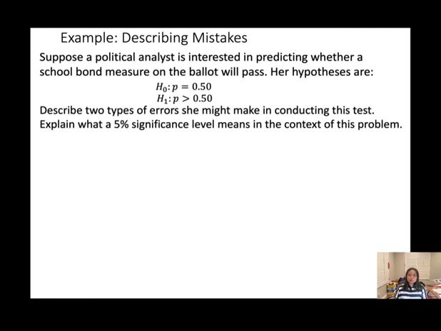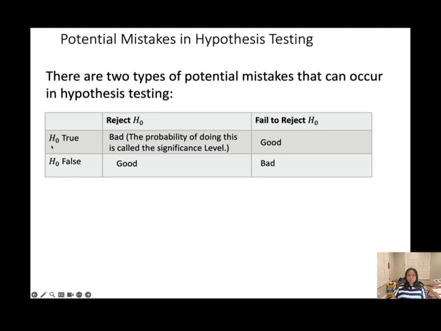Explain what a 5% significance level means in the context of this example. So we have this table here, okay? When the null hypothesis is true, we're going to reject it, so we make the mistake. Or the null hypothesis is false, but we fail to reject it, okay?